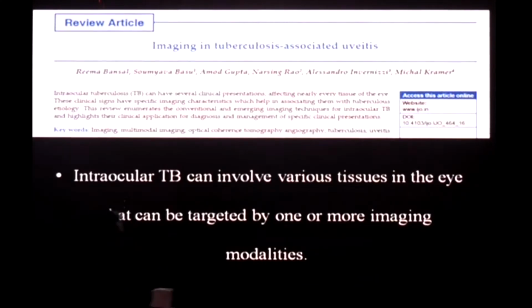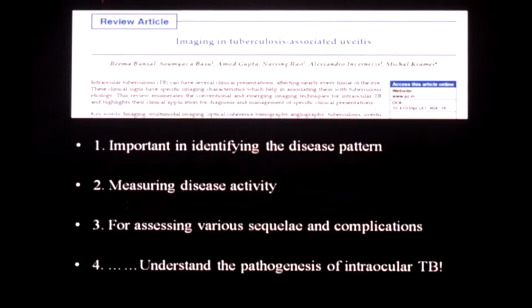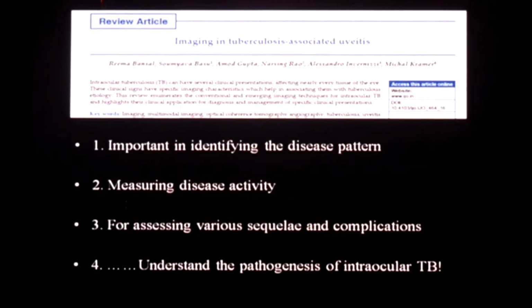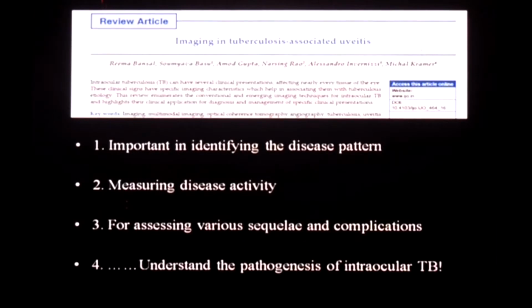So we all know that TB uveitis practically can involve any part of the eye. And why do we need imaging in TB-associated uveitis? It's important in identifying the disease pattern, to measure the disease activity, for assessing various sequelae and complications, and probably to understand the pathogenesis of intraocular TB, and we'll see how.